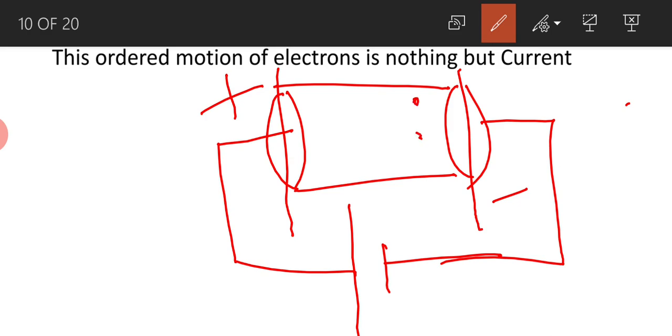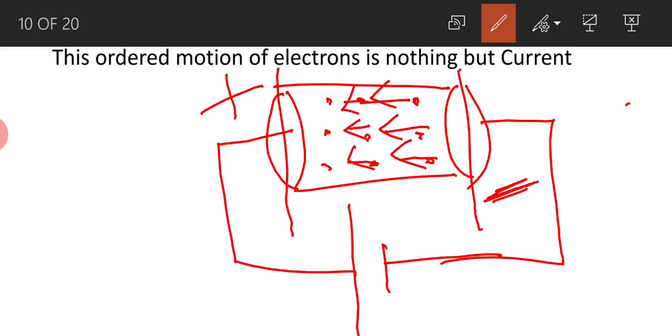Whatever free electrons are present in this metal, we know that these electrons are negatively charged particles, that is why these electrons will get repelled by the negative charge. They start moving away from the negative, get attracted towards the positive charge, and start moving towards the positive. In this way, all the electrons will start moving from the negative terminal to the positive terminal.